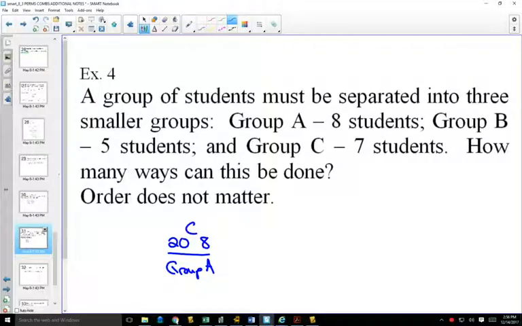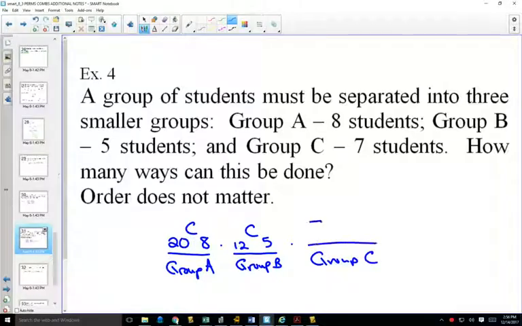Does that make sense? Now when I get to group B, if I choose group B next, how many people are left? 12. And I need to choose 5 of them. Group B only has 5. And then when I get to group C, does it make sense that it'll be only one way to do that? Everybody who's left is going to be in group C.